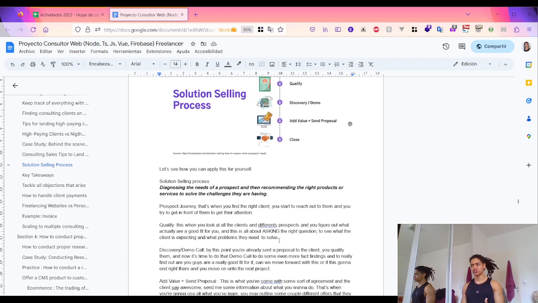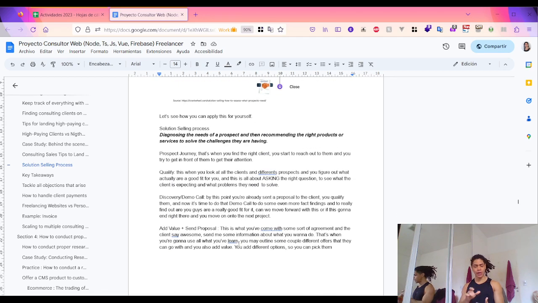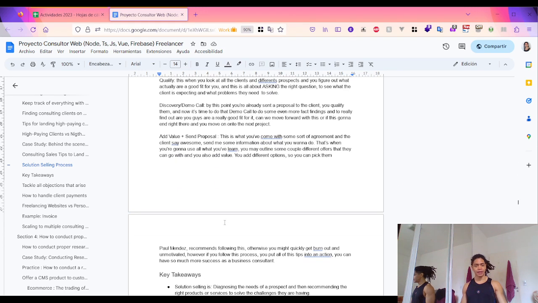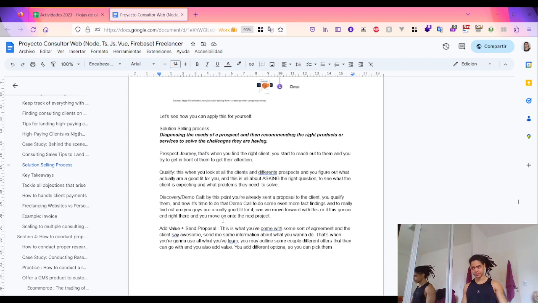So in this fourth step, once you add these different options for the client, as well as the value you provide to them, they can pick one and ultimately you close the sale. So this process is something very, very important as a business consultant.